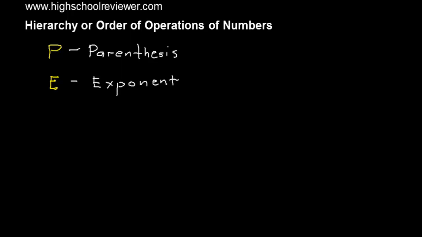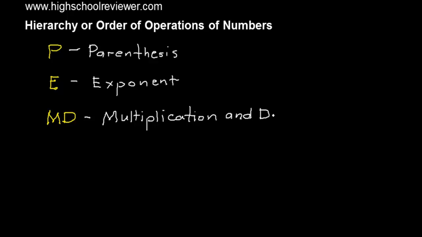And after E, we have the MD. So letter M and letter D. Now, what does MD stand for? M stands for multiplication, and the letter D stands for division. So this is multiplication and division.